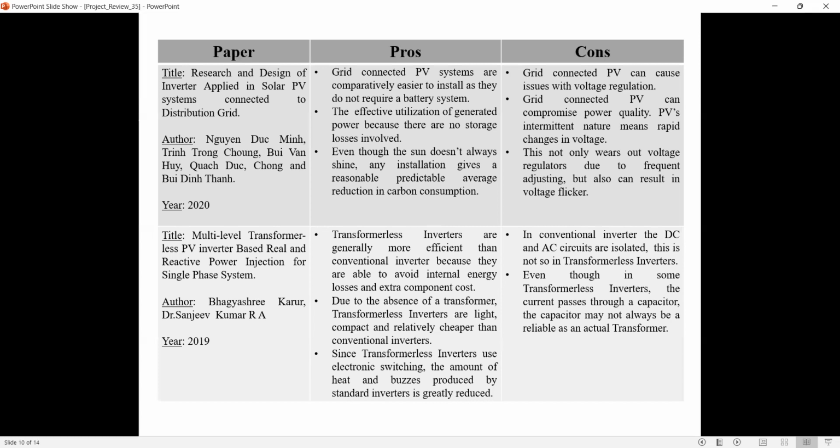Due to the absence of a transformer, transformer-less inverters are light and compact, relatively cheaper than conventional inverters. Since transformer-less inverters use electronic switching, the amount of heat and buzz produced by a standard inverter is greatly reduced. The drawbacks of this paper is in a conventional inverter, the DC and AC circuit is isolated. This is not so in a transformer-less inverter. Even though in some transformer-less inverters the current passes through the capacitor, the capacitor may not always be as reliable as an actual transformer.